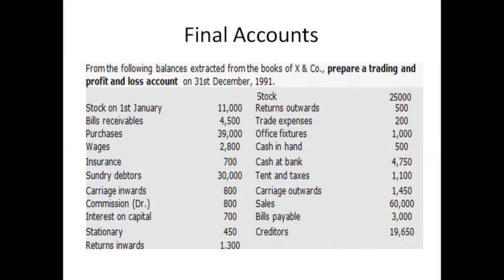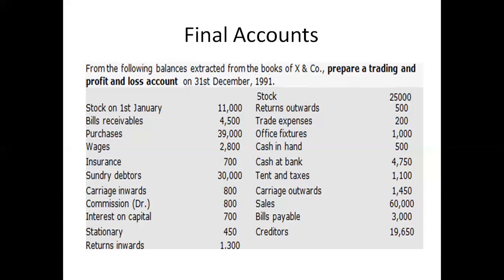There are some extra figures given also. Carriage inwards 800, commission debit figure 800, interest on capital is 700, stationery is 450, and returns inwards is 1,300. Stock, that is closing stock, is 25,000, because opening stock is given here. Returns outward is 500. Trade expenses is 200. Office fixtures is 1,000. Cash in hand is 500.